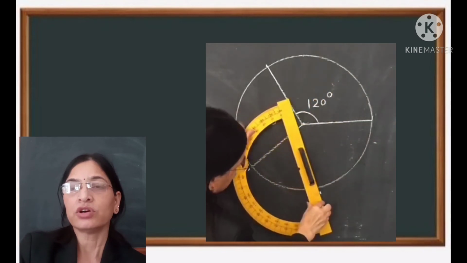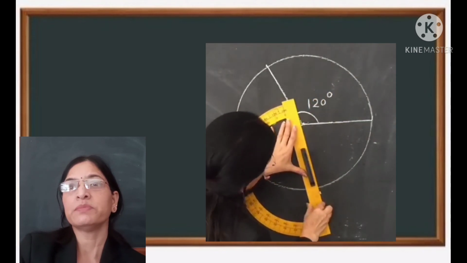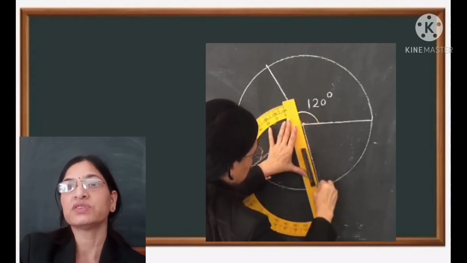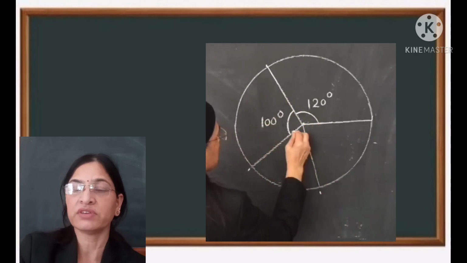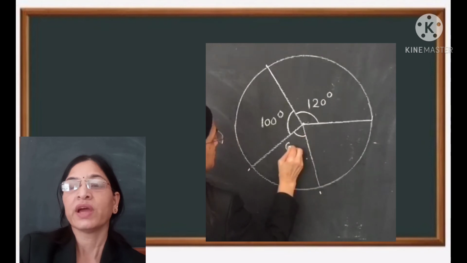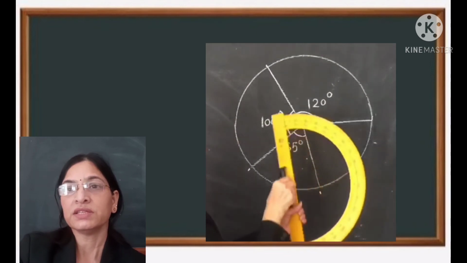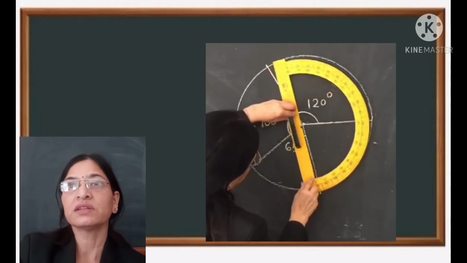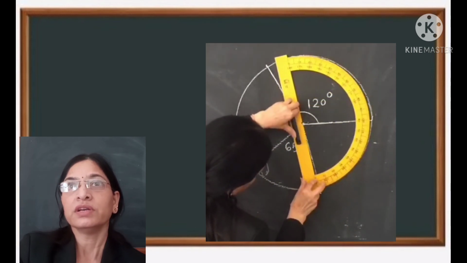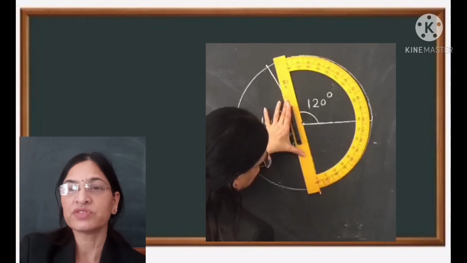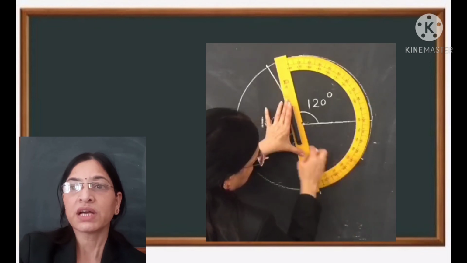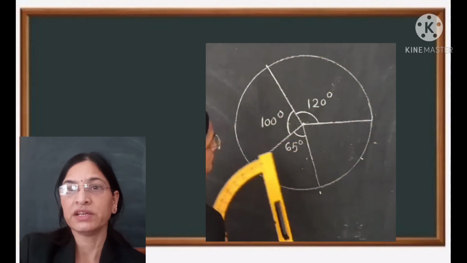Now we will add all these angles. 120 plus 65 plus 100 plus 45 plus 30 is equal to 360 degree, and this 360 degree is the total value, and these sectors are representing the value of different subjects, the number of students. We can color each sector by a different color.